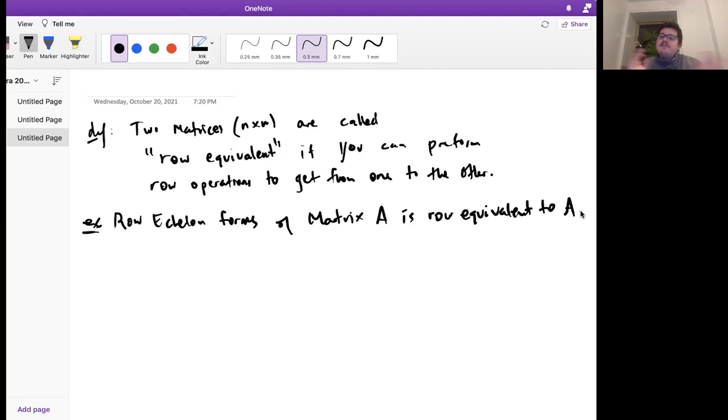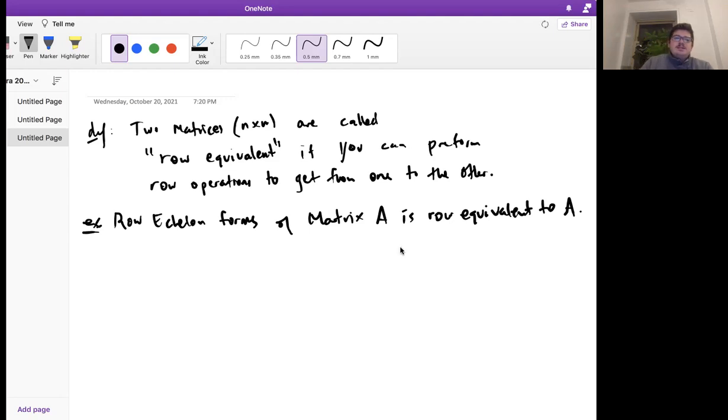All right, does that make sense? Everything that we were doing in the first couple sections, we were doing row operations. Now we're saying that every time we do a row operation, we're looking at a different matrix, just with some row operation. Every step in that process, every matrix in your sequence of row operations, will be called row equivalent. Any questions on that?